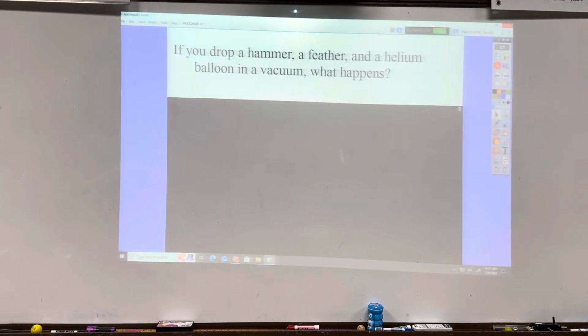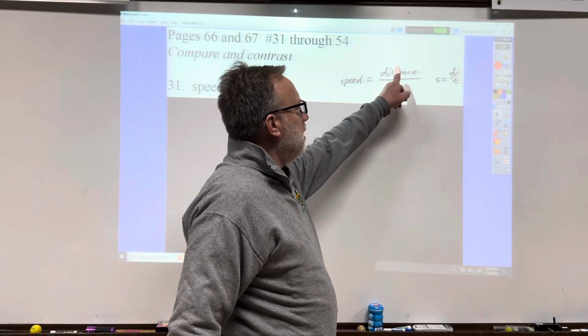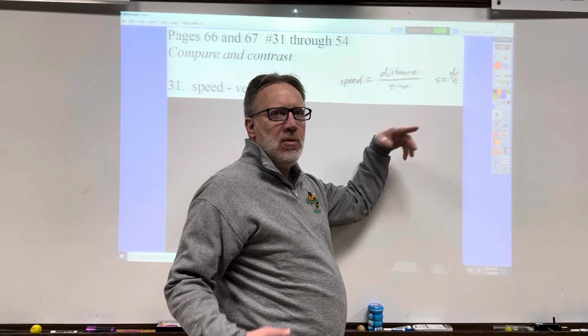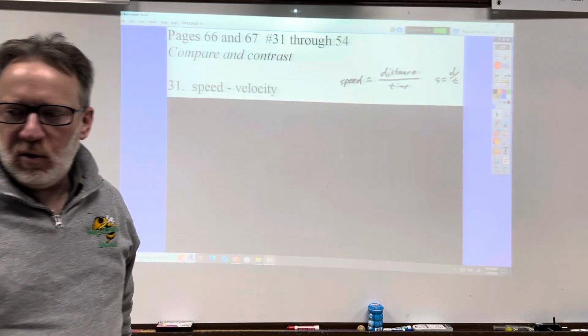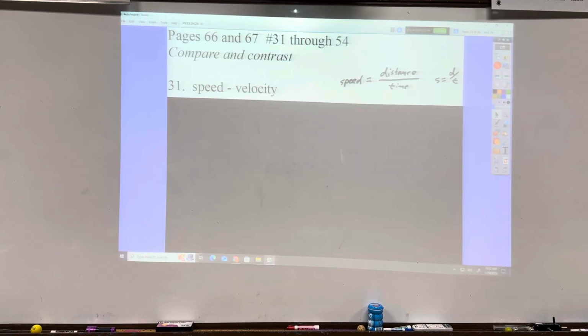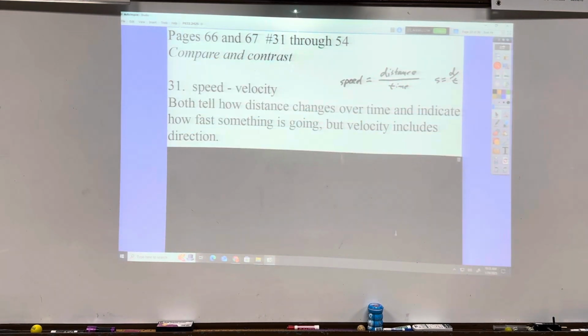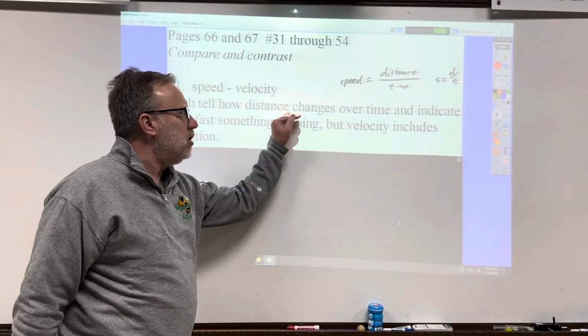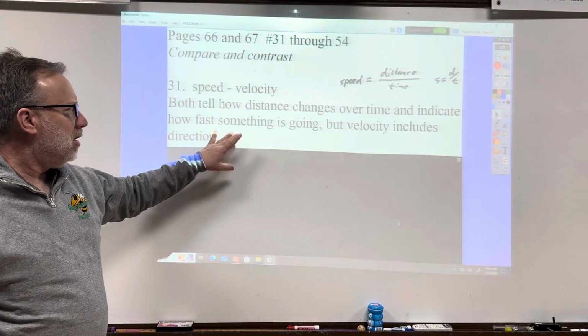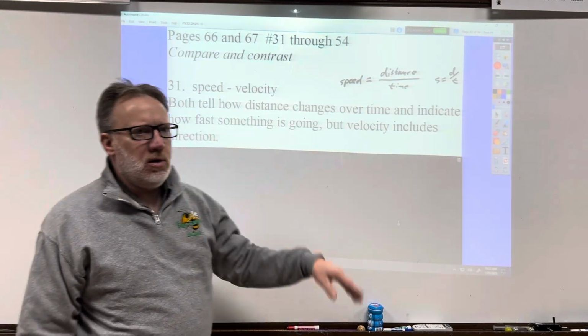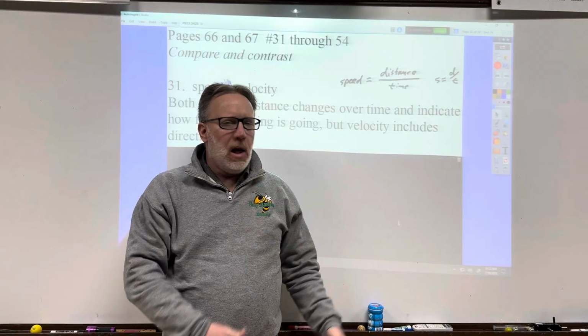Okay, we are on page 66. Use vocabulary, number 31, speed and velocity. They want you to talk about those two. They want you to compare and contrast them. While they're both distance over time, you're aware of what something's speed is. The difference for velocity is velocity has an assigned direction. So they both tell you how the distance changes over time, and they indicate how fast something is going, but velocity includes direction.